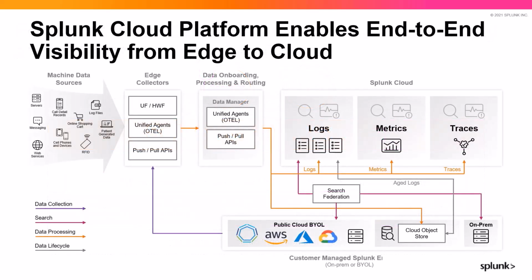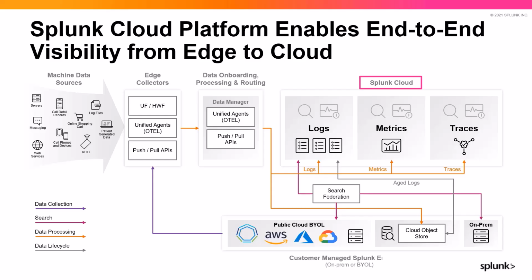Enhancements to the very architecture of Splunk Cloud Platform are being made possible to gain end-to-end visibility. Let's review the pieces involved. Machine data sources. We are always adding new data sources. Edge collectors. We are focused on making it easy to go collect and send data. Data onboarding, processing, and routing. These are always evolving tools for getting the right data to the right places in the right formats.